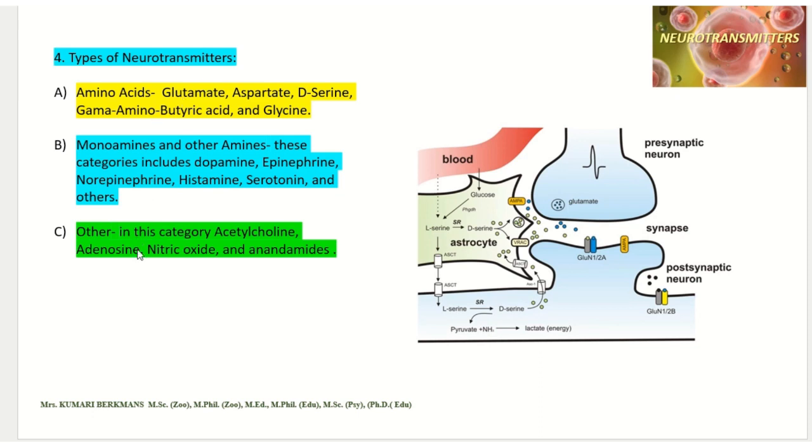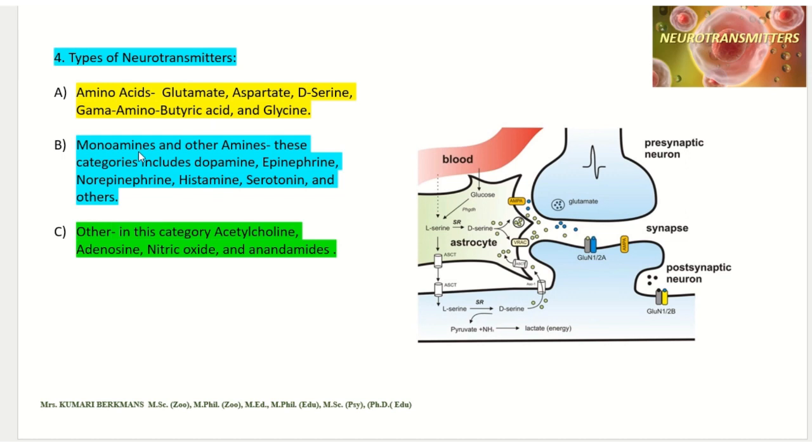There are three types of neurotransmitters. It is classified most probably. The first one is amino acids. Okay, amino acid neurotransmitters. What are these neurotransmitters? Glutamate, aspartate, D-serine, gamma aminobutyric acid and glycine come under these amino acid neurotransmitters.